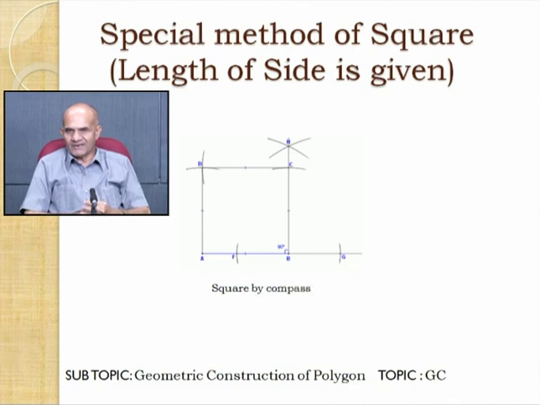How to draw a perpendicular I have explained in the previous session. Then you take the length of BC equal to the length of the given side. At point C you take an arc equal to the length of the side and draw the arc. Again taking center A you draw the same length intersecting the previous arc at point D. So we can join CD and AD, and in this way we will get the square ABCD with the help of a compass having the given length of the side.